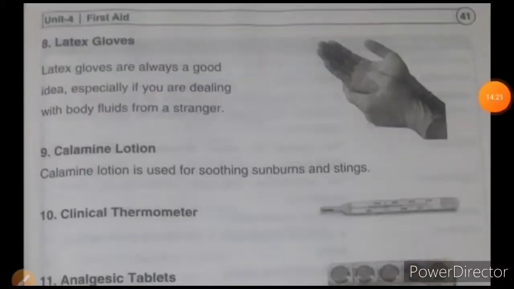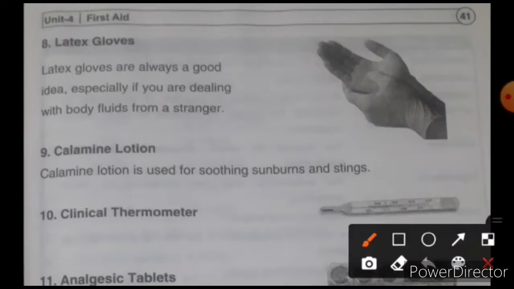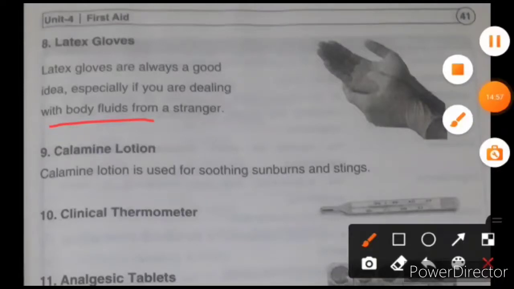Now we have latex gloves, which are always a good idea, especially if you are dealing with body fluids from a stranger. Now body fluids का मतलब क्या होता है? It means body fluids में एक तो blood होता है कि blood निकल रहा है, लेकिन apart from that there are certain other sorts of fluids जैसे कि पस निकल रही है किसी से, तो इसके लिए important ये है, it's good that you have gloves, and when you wear the gloves you are protecting yourself from the germs because आपको भी वो germs लग सकते हैं. So in the same way you should protect yourself with these. ठीक है.